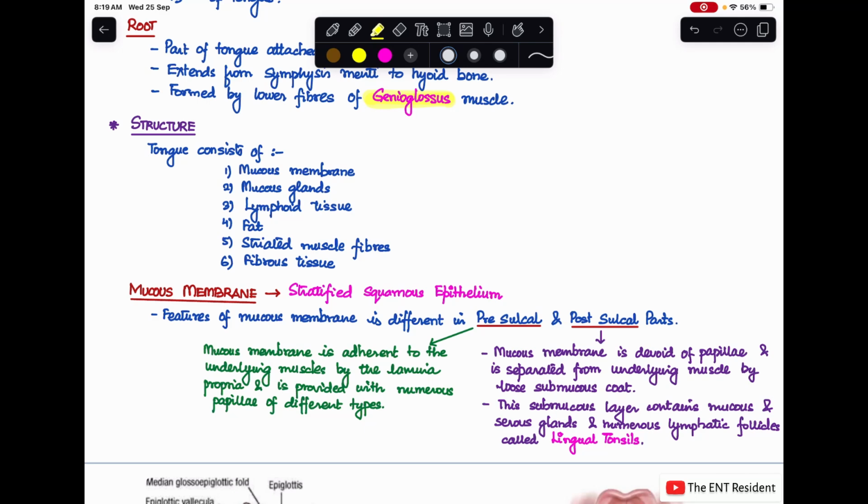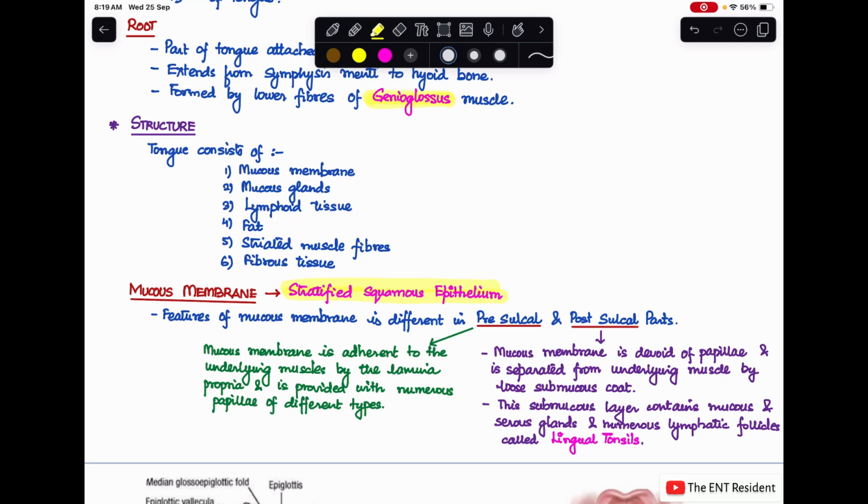So when you're in your histology classes, there's a very important question that comes up in your anatomy classes. What is the type of mucous membrane on the tongue? So, the mucous membrane of the tongue is a stratified squamous type of epithelium. This is very, very important to remember. Now, this mucous membrane itself has a lot of different features in the different parts of the tongue. It's not uniform throughout the tongue.